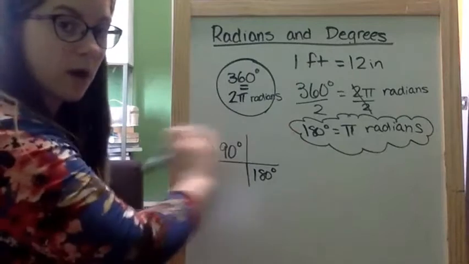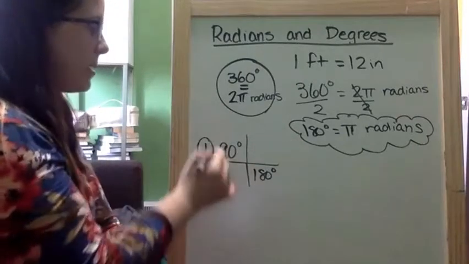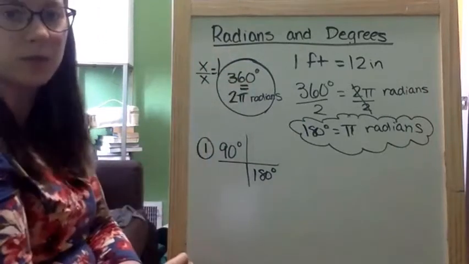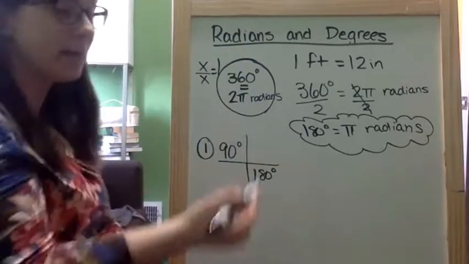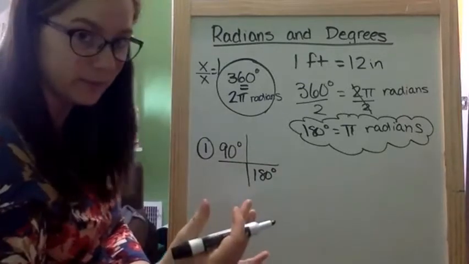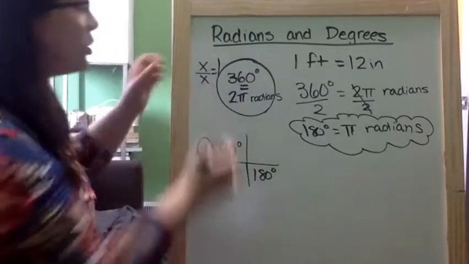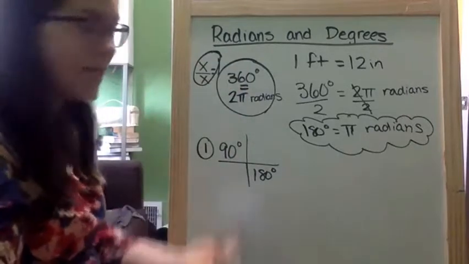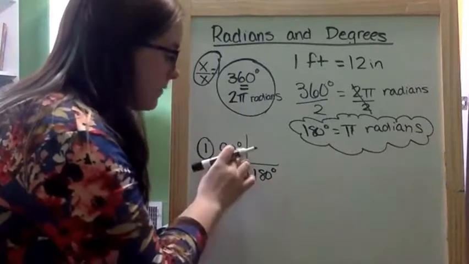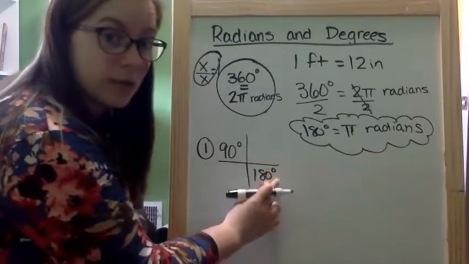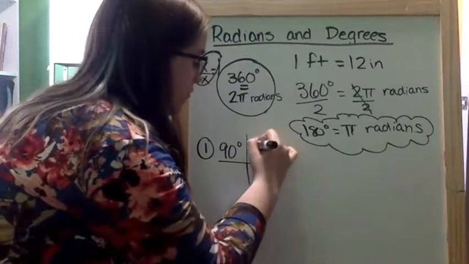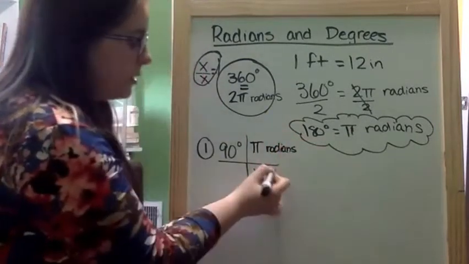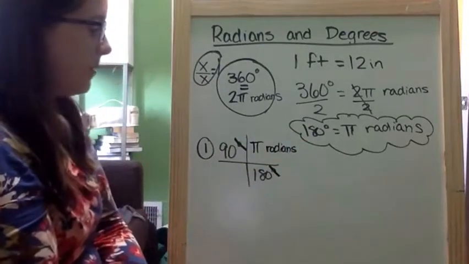I can't cancel across. I can only cancel top to bottom, because remember, anything divided by itself is equal to 1. Something times itself is not equal to 1. It's equal to something squared, right? So the only way to cancel is to have something divided by itself. It's the same idea with units. So since I have degrees divided by degrees, those degrees will cancel. And here I would have pi radians on top. So that allows me to cancel my degrees.